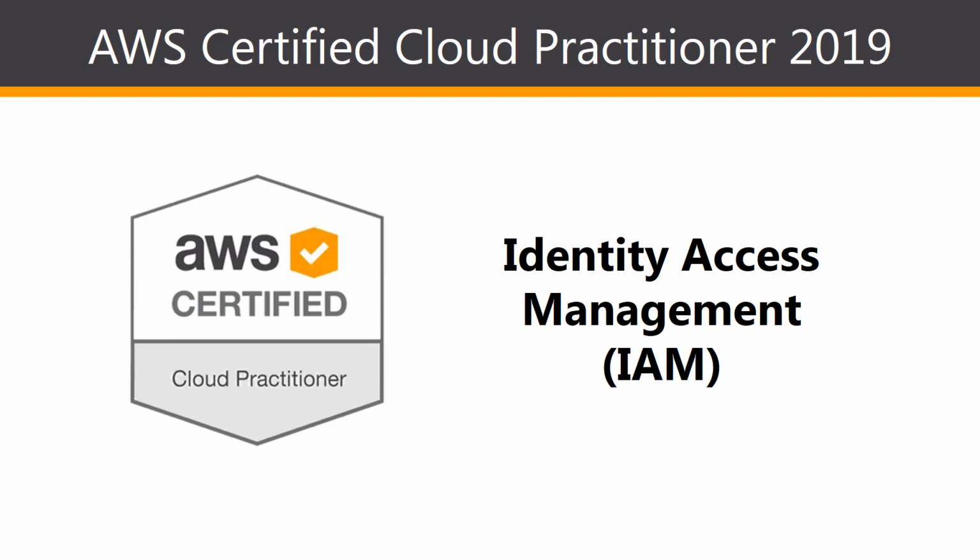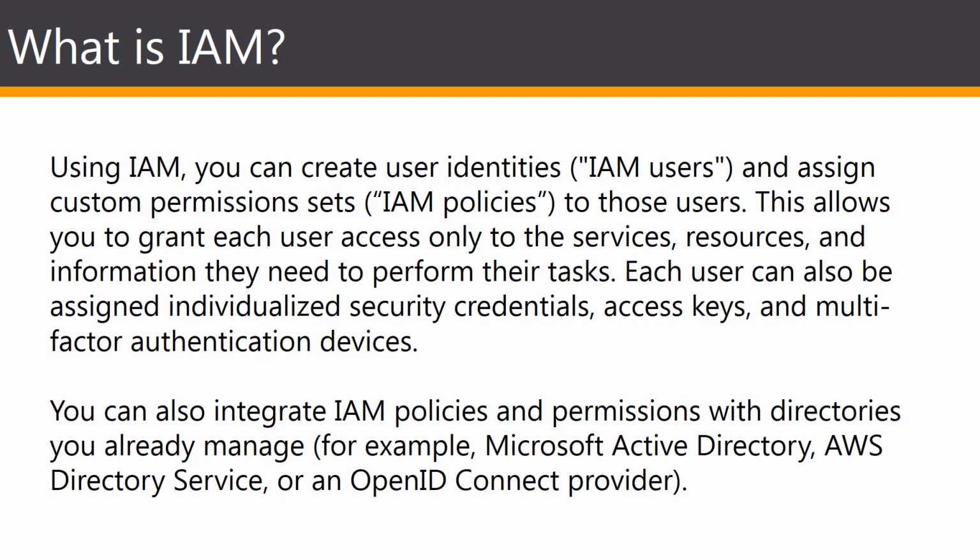Hi everybody, and welcome to this lesson on Identity Access Management, or more commonly known as IAM. First, let's talk about what IAM is. Identity and Access Management is a web service that helps you securely control access to AWS resources. You can use IAM to control who is authenticated, or signed in, and authorized, or has permissions to use resources.